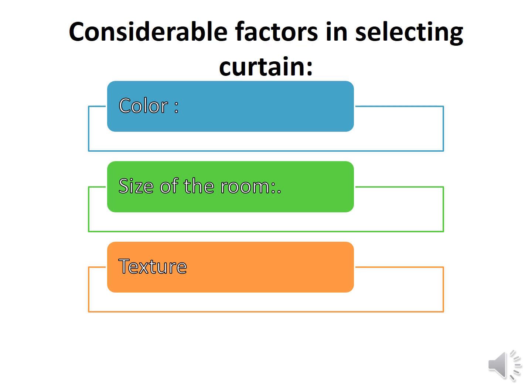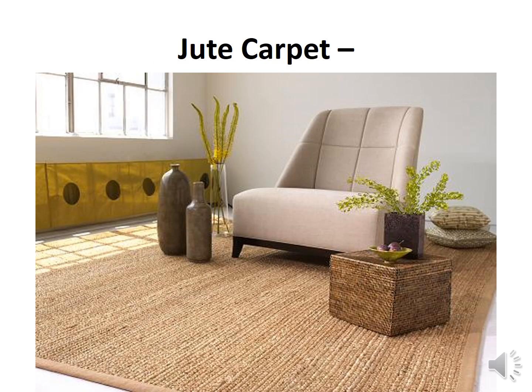Color, size of the room and texture are the main considerable factors in selecting curtain. Now carpet. There are different types of carpet. Carpet is not widely used in our country, but we can put some small types of carpet for enhancing the decoration, enhancing the beauty of our house.